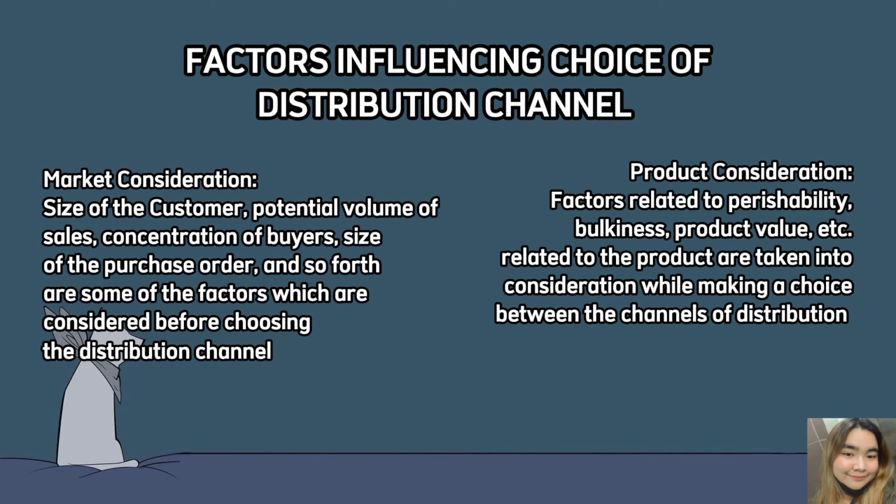Next, we have the product considerations. Factors related to perishability, bulkiness, product value, etc. related to the product are taken into consideration while making a choice between the channels of distribution. So, sa product considerations, importanteng ma-preserve natin yung quality ng item, goods, or products na ibebenta natin sa customers natin. We need to consider the process or the distribution of these goods and services and how it will affect the product being delivered to our customers.